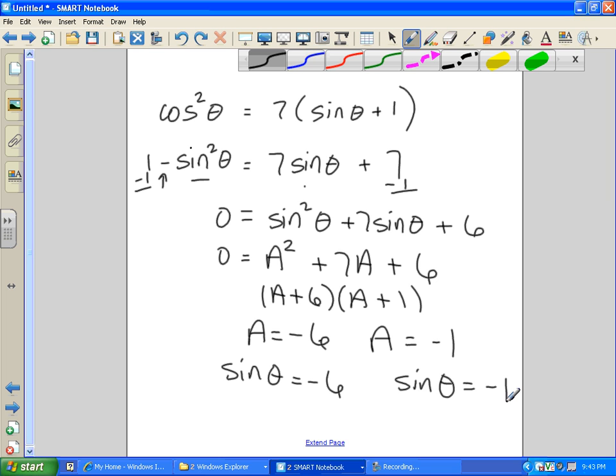So sine of theta equals negative 6 is not going to give me anything because that doesn't fall in between negative 1 and positive 1. But sine of theta equals negative 1 does, and so I'll look up on my unit circle. So where is the sine equal to negative 1? And that would be at just pi. So my solution there is just pi. Okay, let's try to look at at least 2 more here.